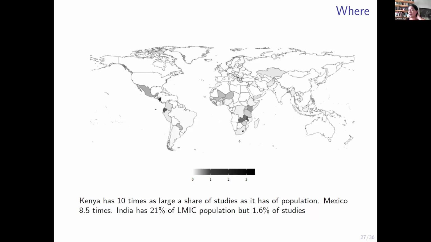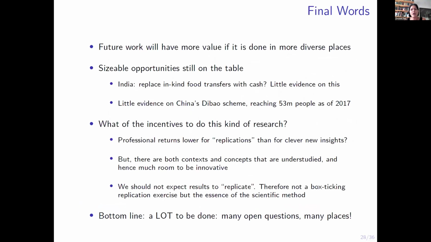Like I said, it's not perfect because we'd also want to think about costs and really where would the impact be highest, but certainly it starts to indicate where it would be useful to have more evidence. We really do think future work will have more value if it's done in more diverse places. And there are still sizable opportunities on the table, right? India is thinking of replacing their in-kind food transfers with cash. There's still a dearth of evidence on this sort of question, and so a lot to be done there.